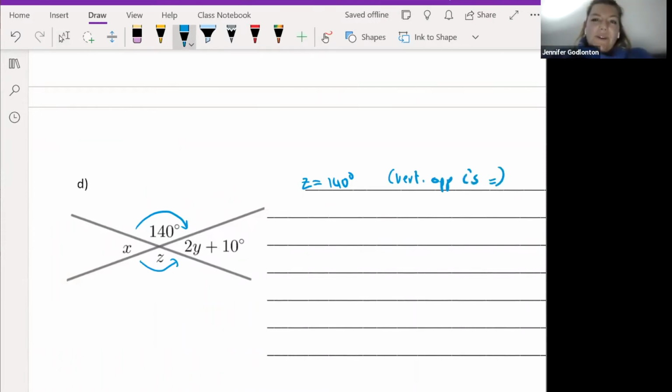Guys, you are doing well. So here is my straight line, which means that this angle needs to be equal to that angle. And so I can say z is equal to 140 degrees.